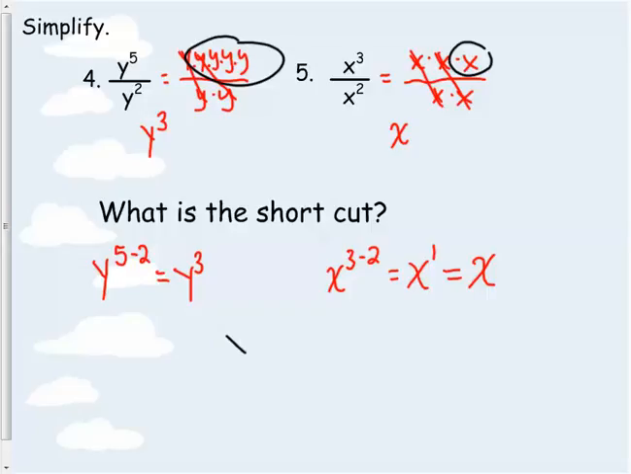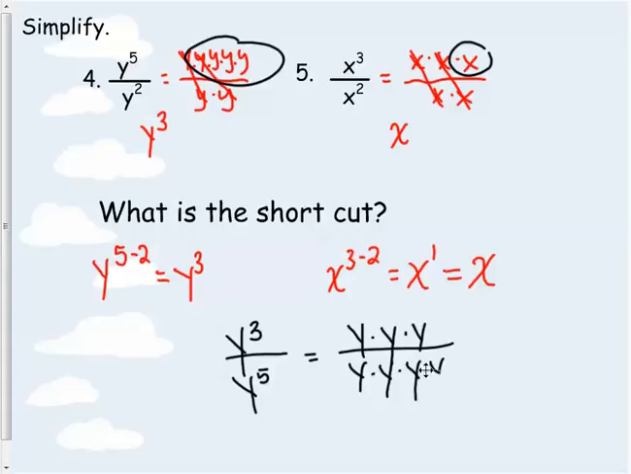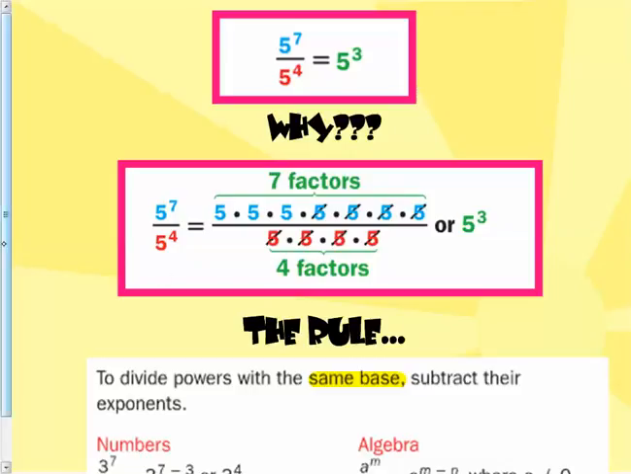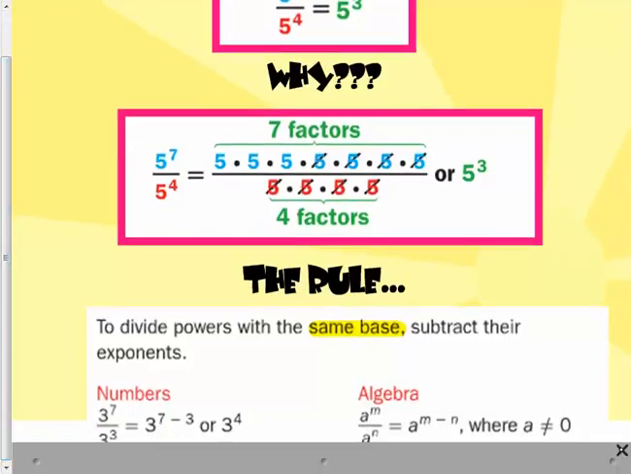Okay, so what happens if I have y to the 3rd power divided by y to the 5th power? Again, I have 3 y's on top, 5 y's on bottom, and these cancel out, so I'm left with 1 over y squared. So again, if I would have taken y as my base and subtracted 3 minus 5, I get 1 over y squared. So again, the shortcut is to subtract.